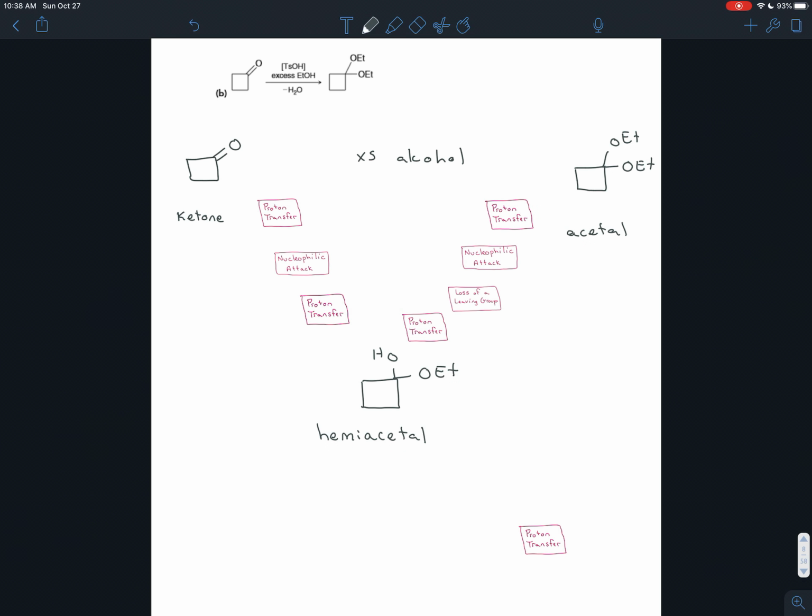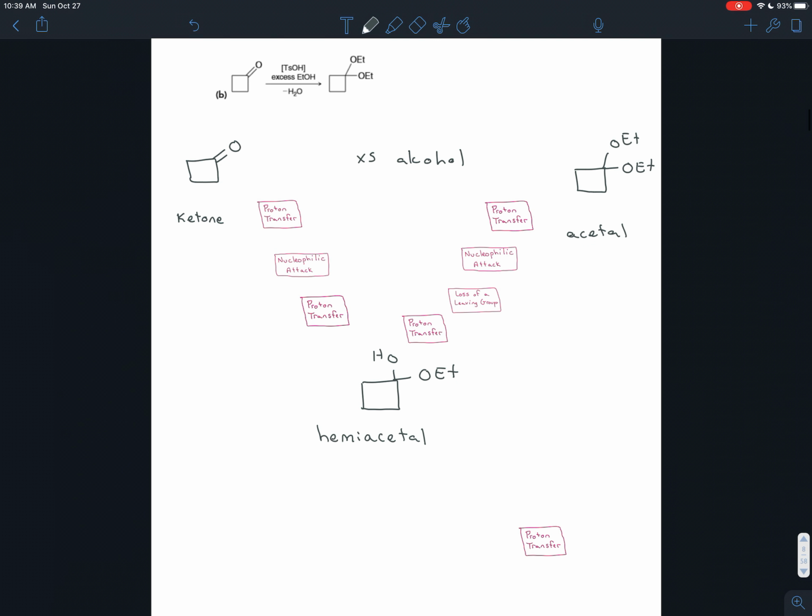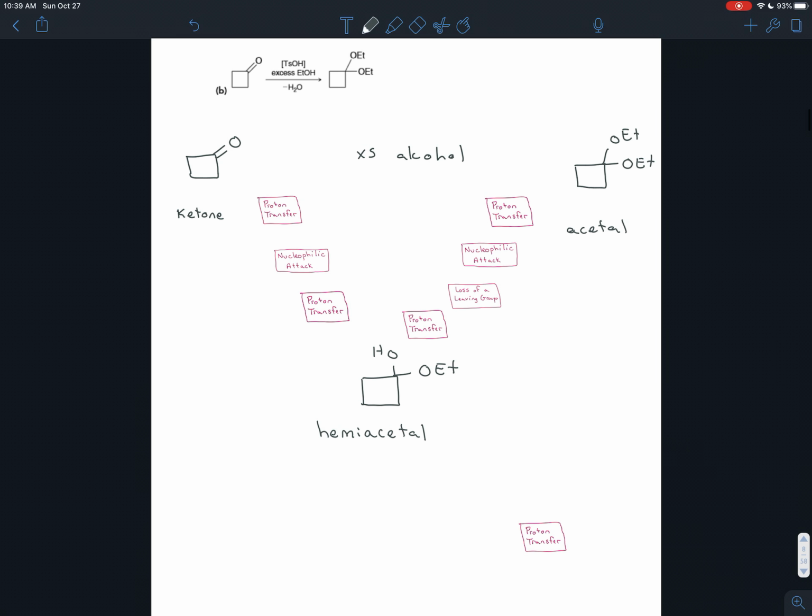And we saw how there are several steps for this. To go from the ketone to the hemiacetal, it's a process that's bookended by proton transfers. Sandwiched in the middle is a nucleophilic attack. To go from the hemiacetal to the acetal, again, a process that's bookended by proton transfers. In the middle, first there's loss of this leaving group, and then nucleophilic attack to put the second ethoxy group on. So we went through the reasoning behind all of those steps in that previous video, and in this one we're just going to walk through and see them applied to a different molecule.